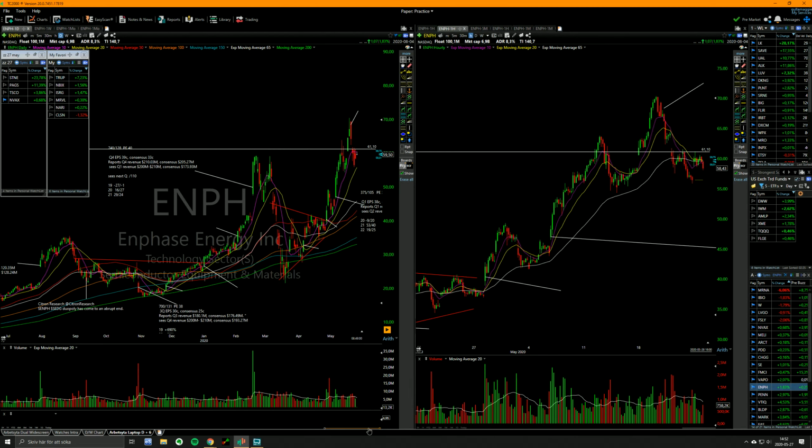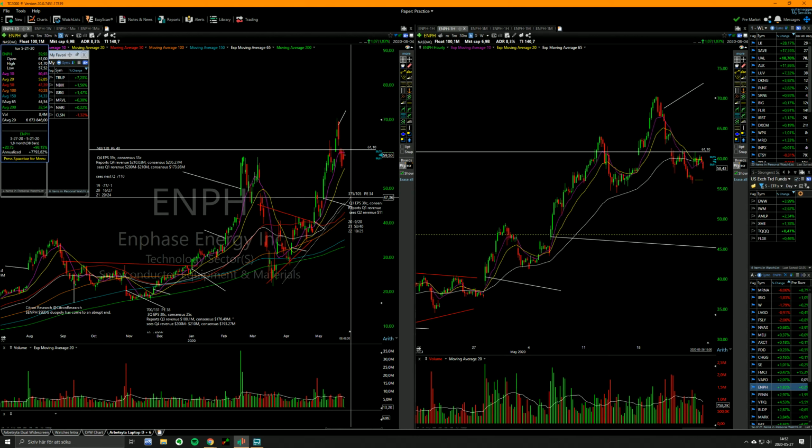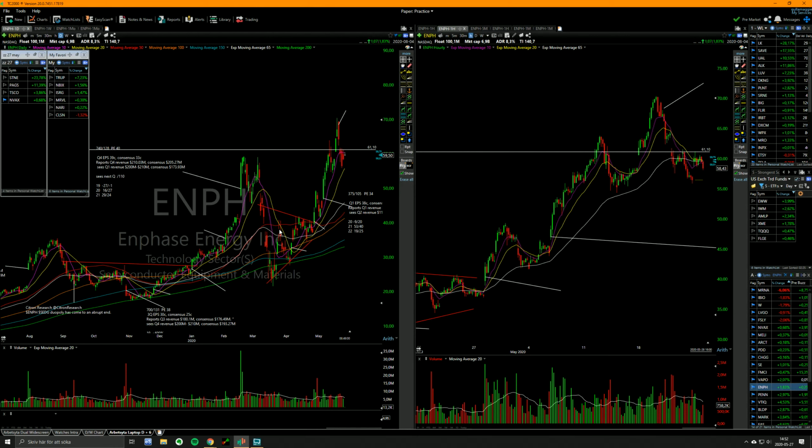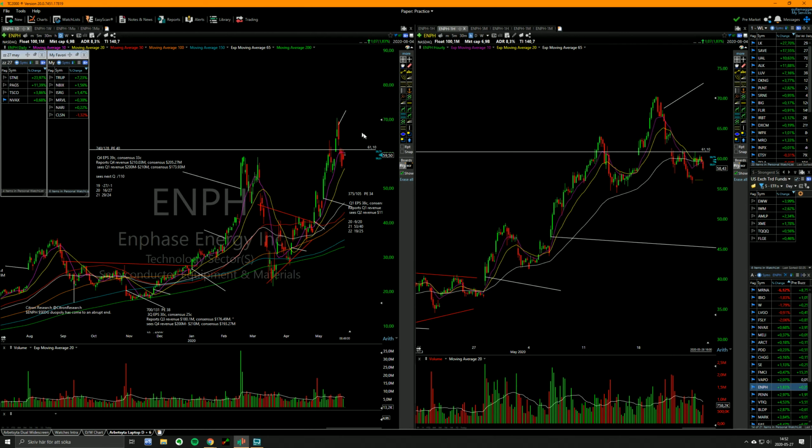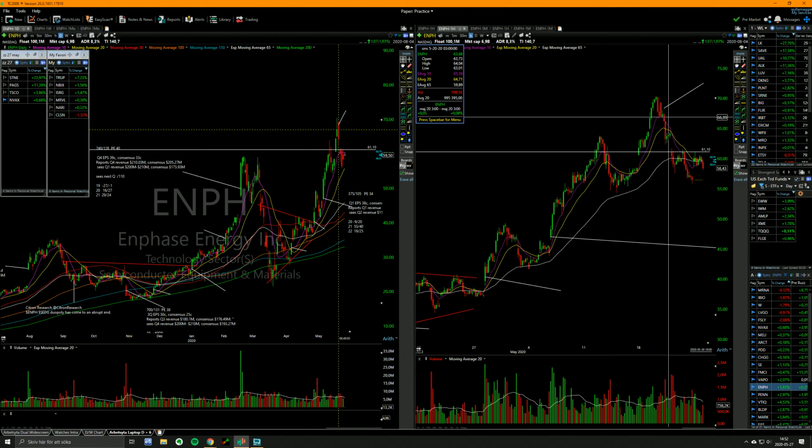EMPH, I'm short. This is an example of an overextended trade. Straight up, we had one leg up, second leg up, third, fourth, and fifth leg up. On the third day, opening range lows. I didn't short the opening range low. I shorted it here, midday.